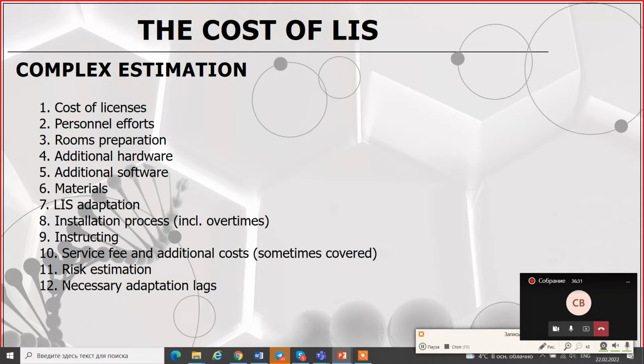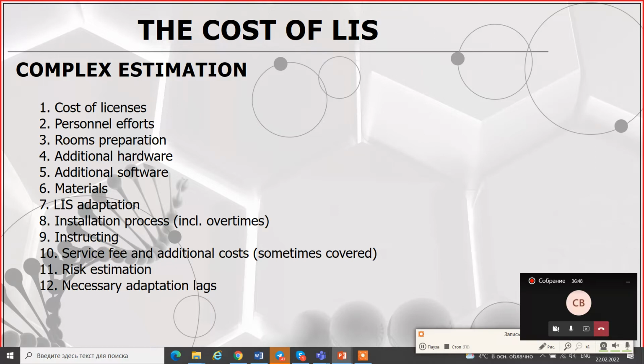Then LIS adaptation, of course, because it's programming. Usually, if you have the business process LIS has to answer for, you have to include these works. Installation process, of course, and what's special is overtime.